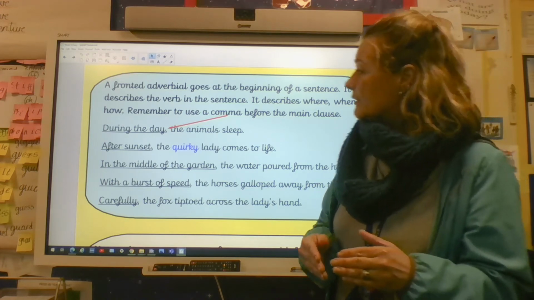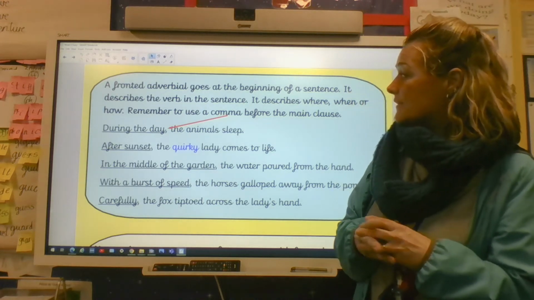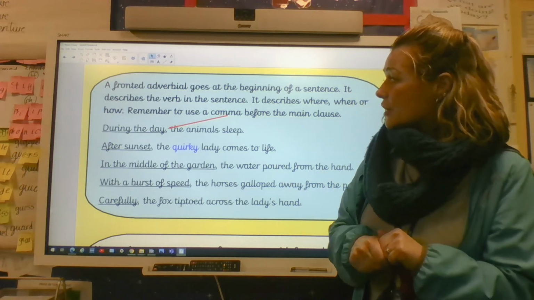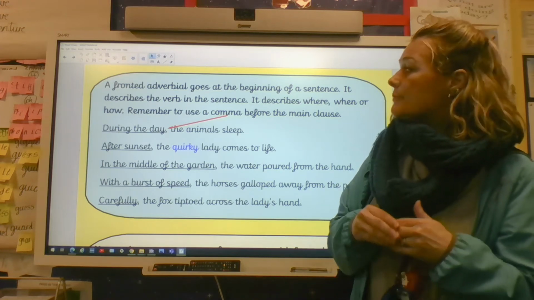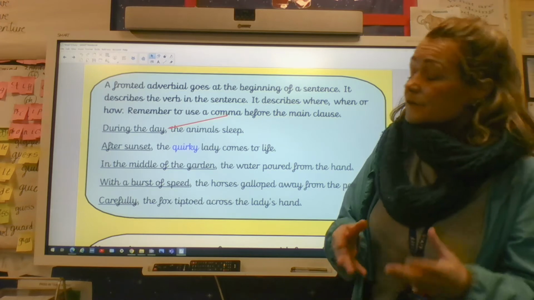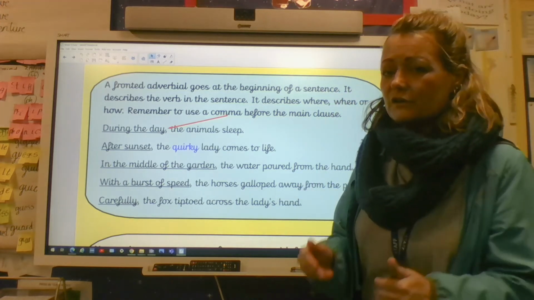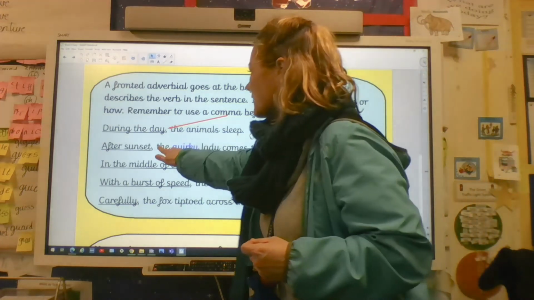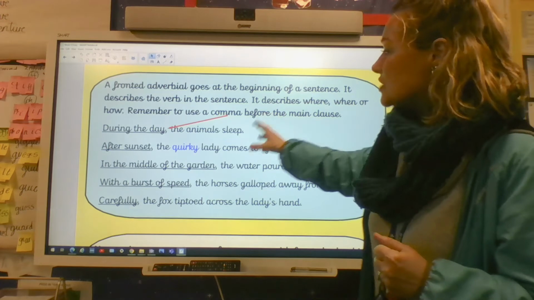Okay, so you might say instead of after sunset, early in the morning, or during sunrise, or before sunrise. So you might have used a similar fronted adverbial. It's really easy to do, but very effective. Don't forget the comma.